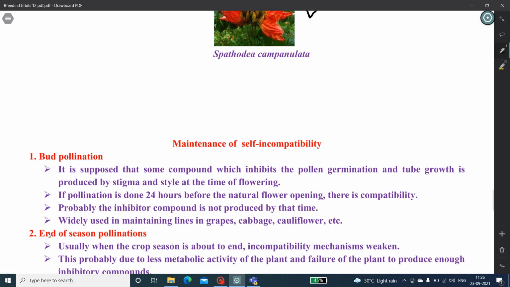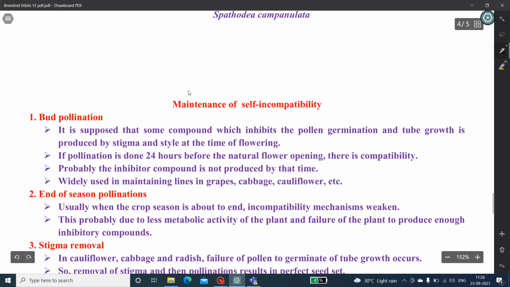And the last aspect is the maintenance of self-incompatibility, how it will be maintained in a breeding program. And there are four types. The first one is bud pollination. It is supposed that some compound which inhibits the pollen germination and tube growth is produced by the stigma and style at the time of flowering.